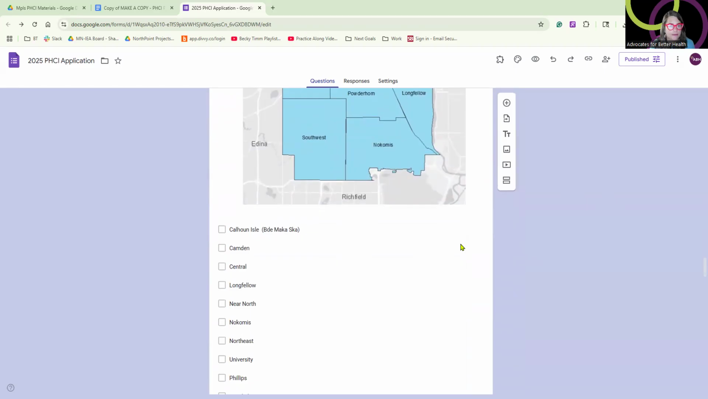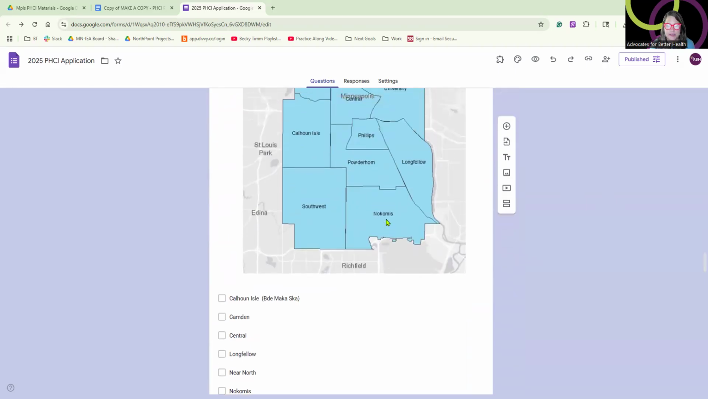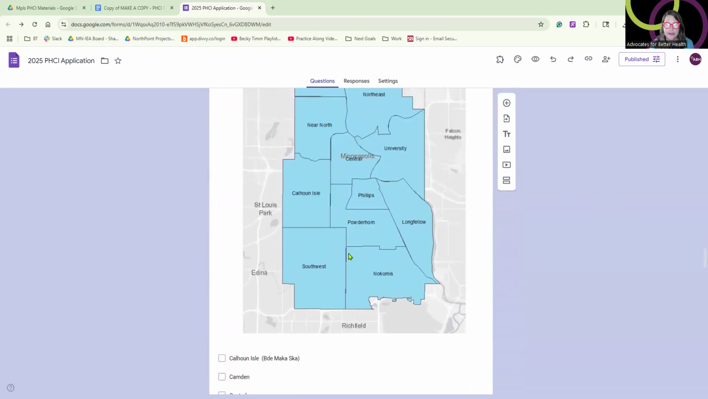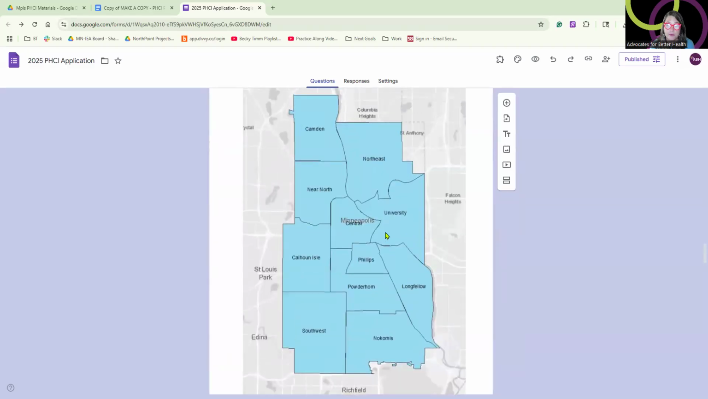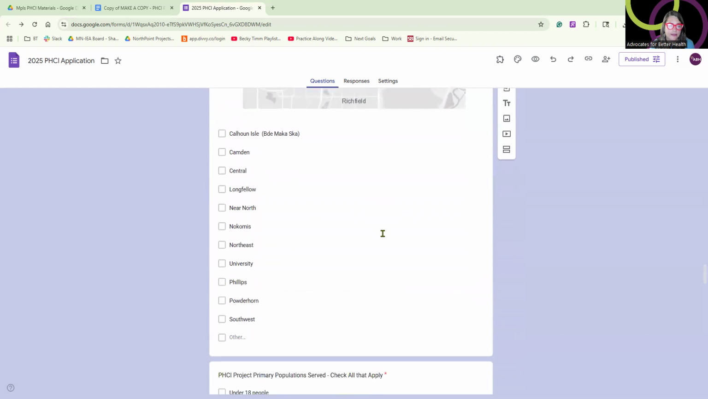And again, don't check more than you're actually going to be working in. It's not a matter of quantity. It's a matter of knowing your community and what population you want to serve.